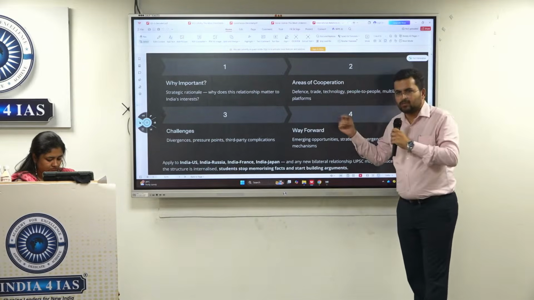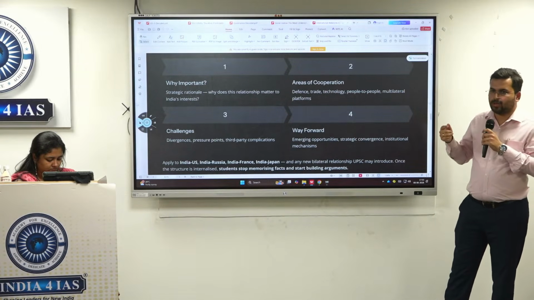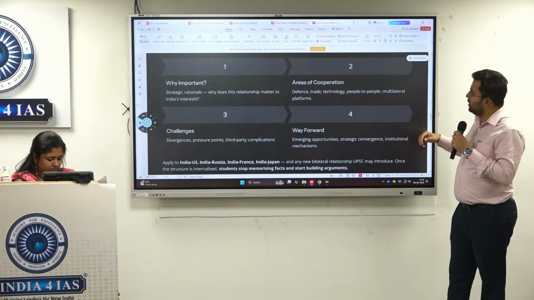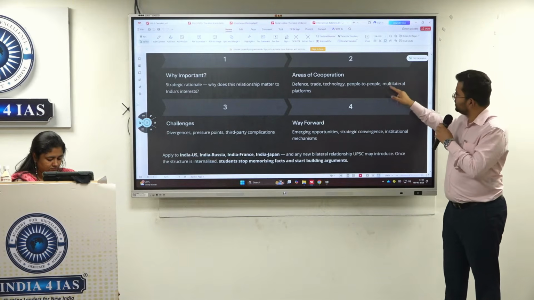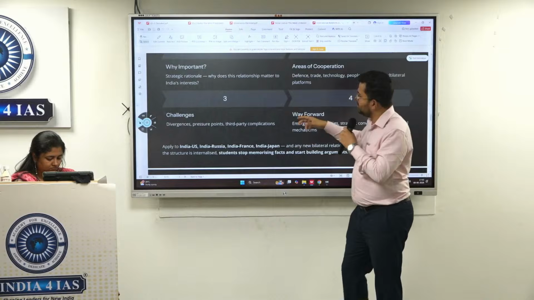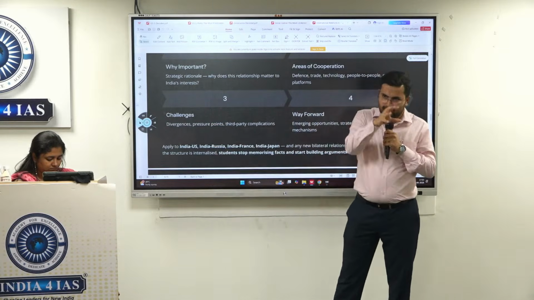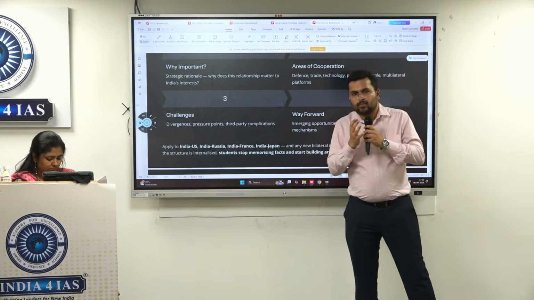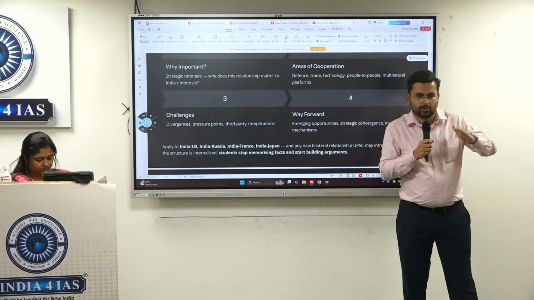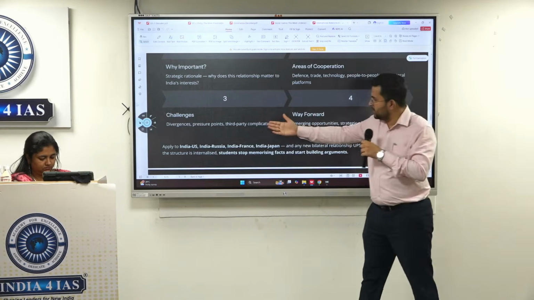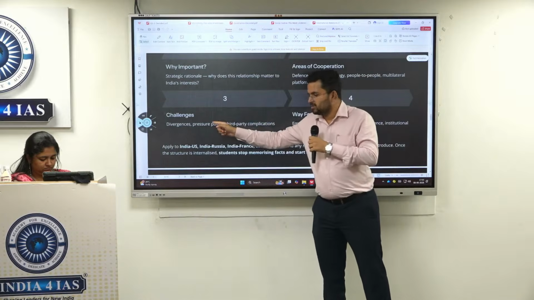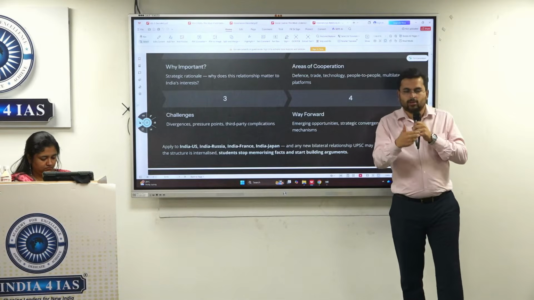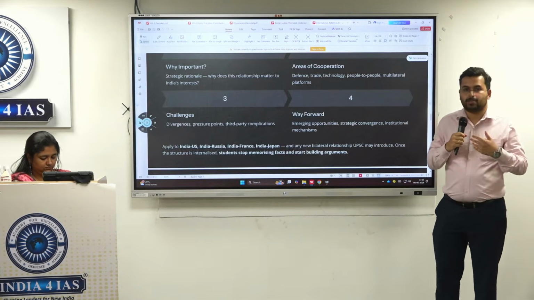Then areas of cooperation: defense, yes, oil trade, people-to-people ties, forums. Then you have challenges: the China angle, ideology. Then the difficulty in balancing the West on one hand and Russia on the other. China is a pressure point. With respect to BRICS, both have different expectations from BRICS.